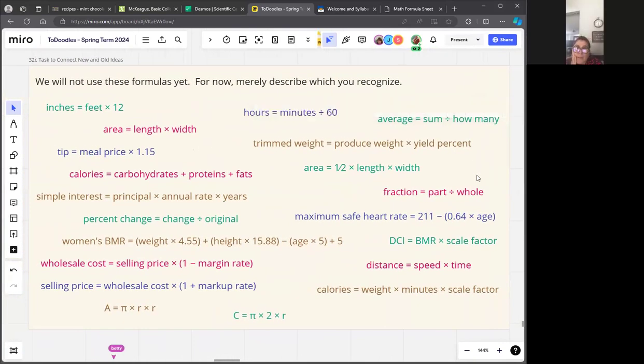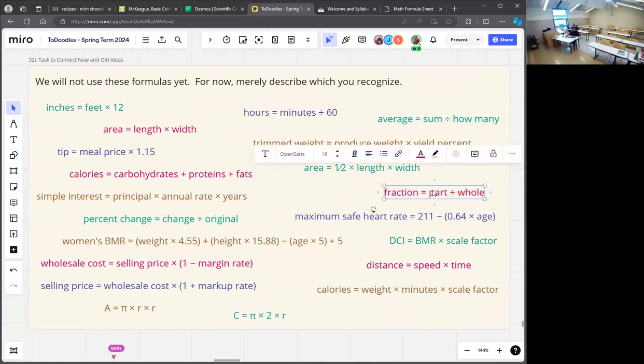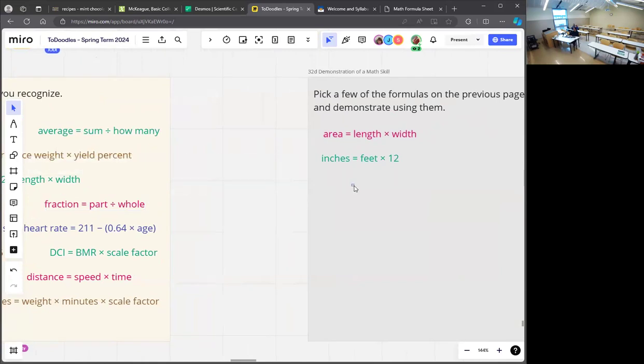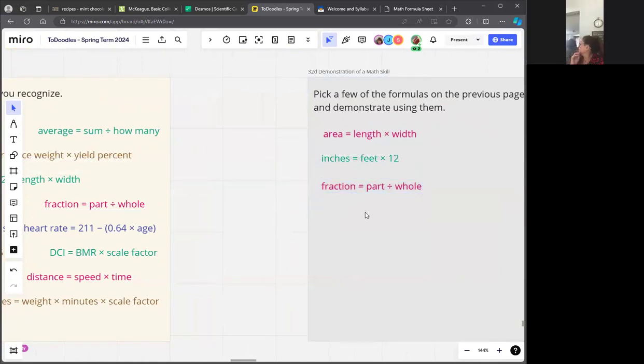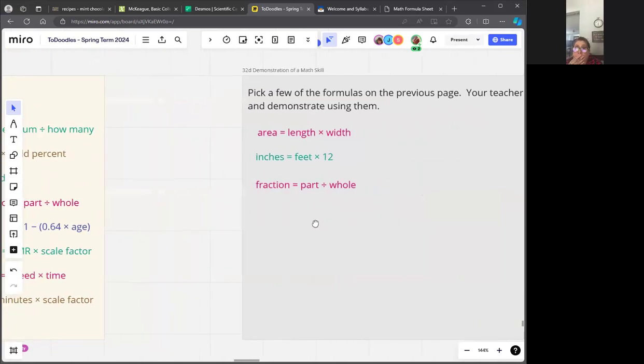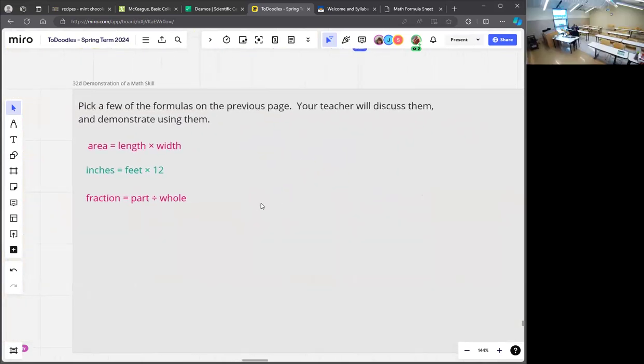We can do fraction equals part divided by whole. Fraction is part divided by whole, we've done that one when we were throwing things with the substitute teacher. Okay, so if I want to use these, then I can do that.